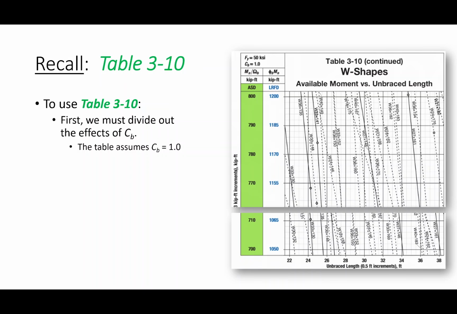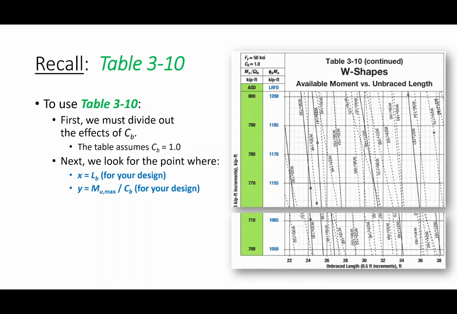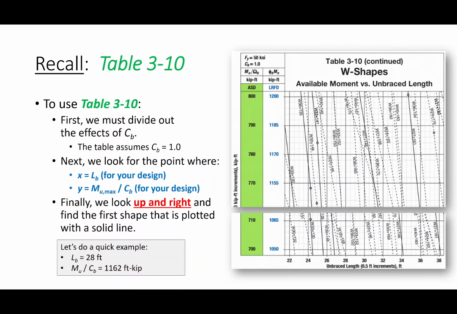So, Table 3-10. We talked about this last time, but this is our design aid for designing according to LTB capacity. If we are given an unbraced length and a moment, the first thing we do is divide out the effects of CB. We take that maximum moment and divide by the value of CB to get some value. Then we go on the x-axis with this, the y-axis with that, find that point in the chart, and say everything up here is safe, because everything up there corresponds to sections that have larger moment capacities and longer LB distances.